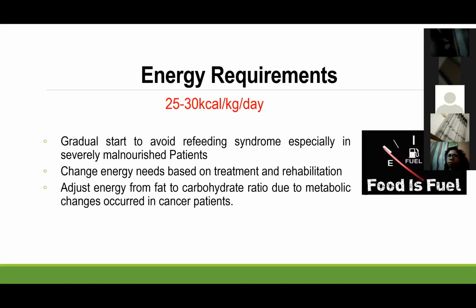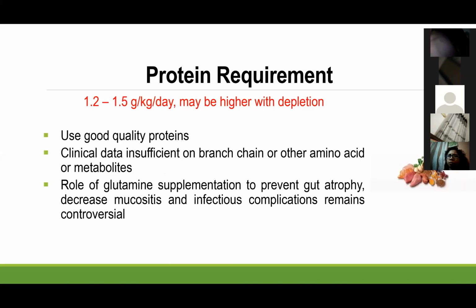Then it comes to the protein requirement. They need a higher protein content, because normal people need about 0.8 gram, but they need about 1.2 to 1.5 gram per kilogram of body weight per day. This is maybe due to their higher depletion. At the same time, they have to look at good quality protein, not the very vegetable kind of protein. All the amino acids should be in that protein.